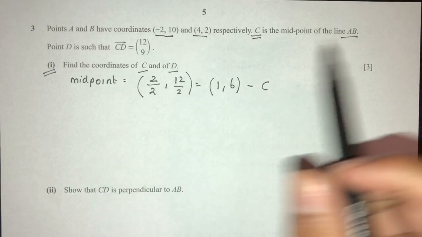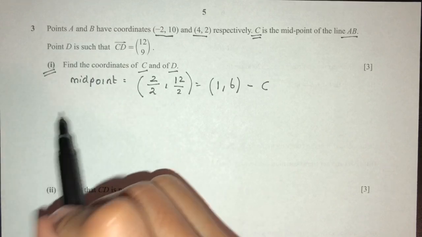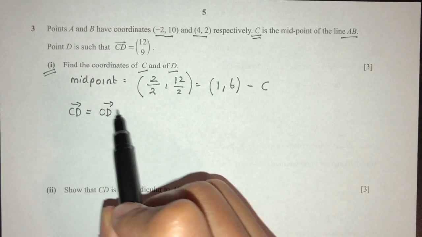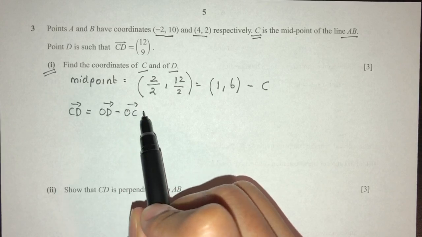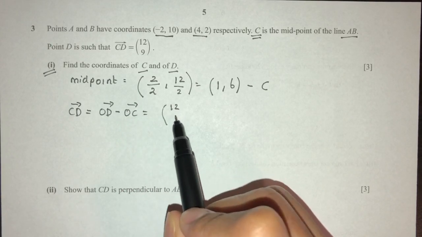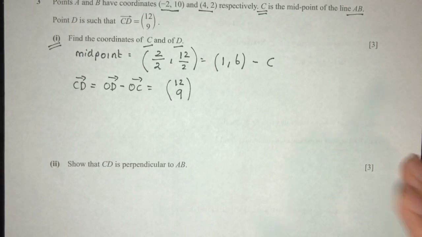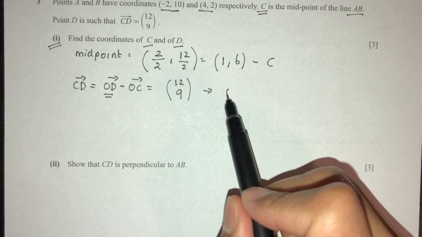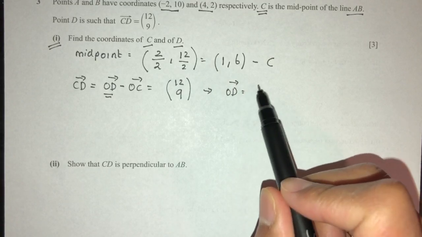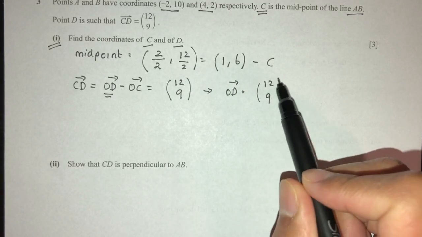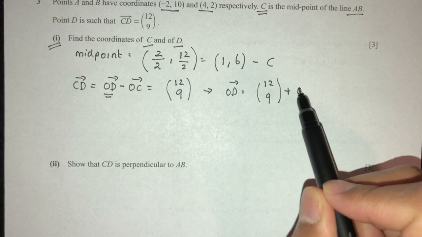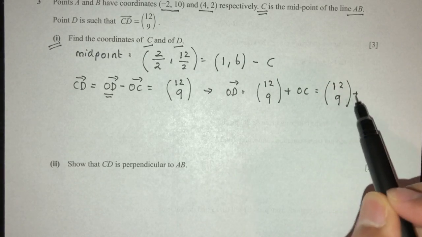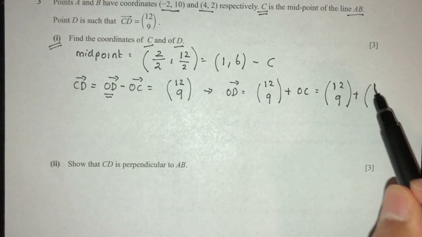Now for your point D, here we have CD equal to this. So CD is equal to OD minus OC. It's given by 12, 9. So we have to find the point D. From this you can see that OD, it will be 12, 9 plus OC. So 12, 9 plus OC is 16.